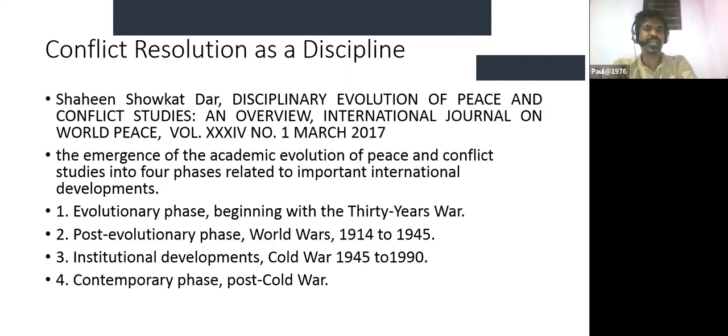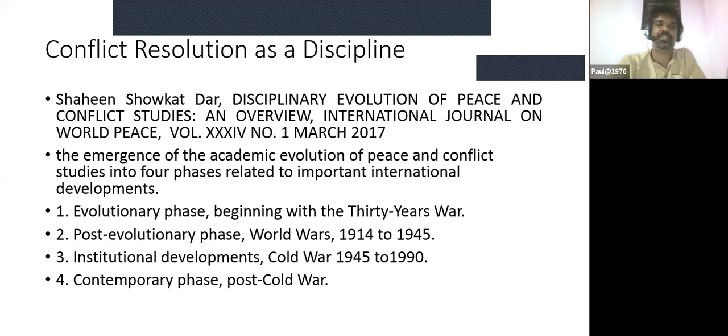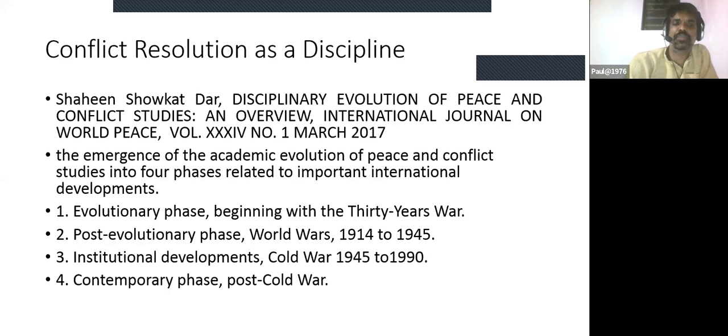For example, if you look at this article, Shaheen Shaukat Dar has recently written in 2007, in a very elaborative way, how conflict resolution or the peace and conflict studies evolved into a discipline. For example, you look at these four phases: evolutionary phase, post-evolutionary phase, institutional developments, contemporary phase, and post-Cold War era, etc.